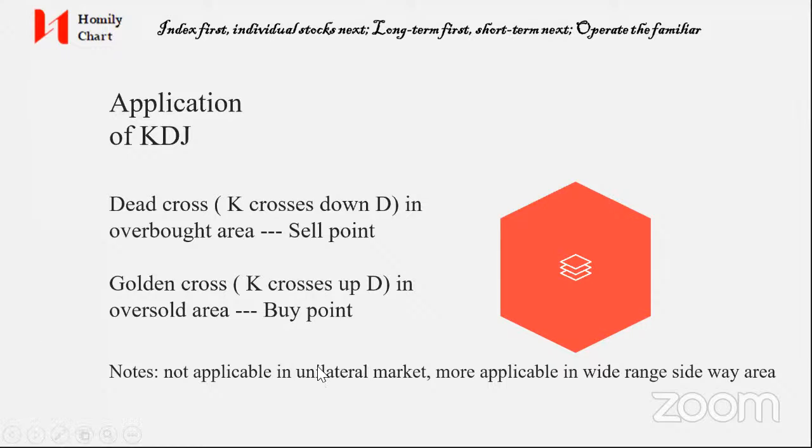So for Apple, that period is in the unilateral rise area. It's not in the sideways area. So just need to remember, KDJ is not applicable in unilateral markets. You use it in volatile markets, especially wide-range volatile markets.